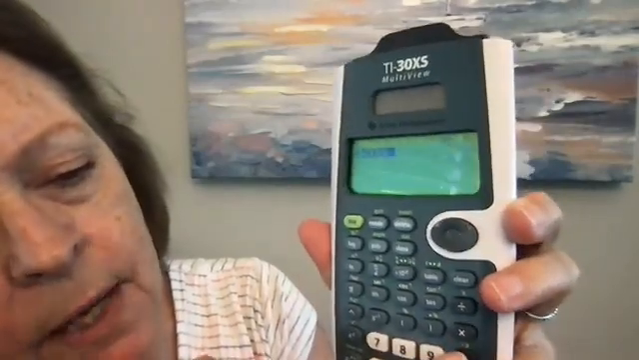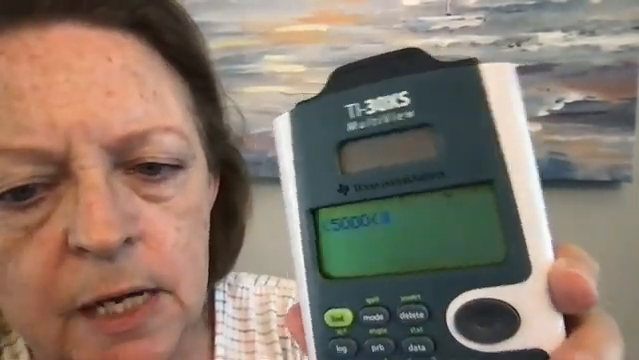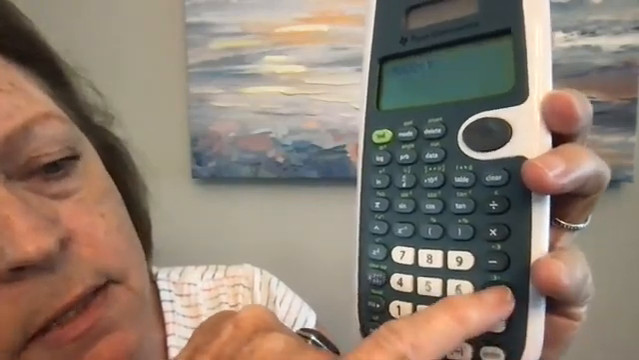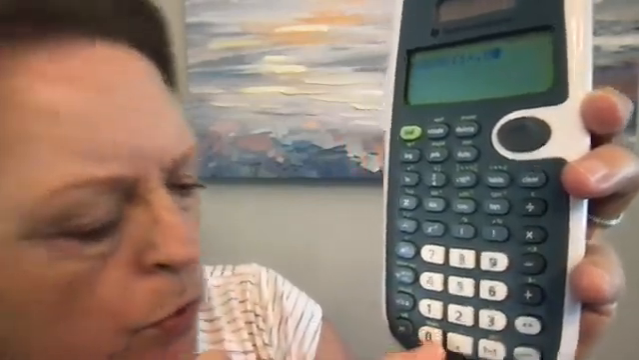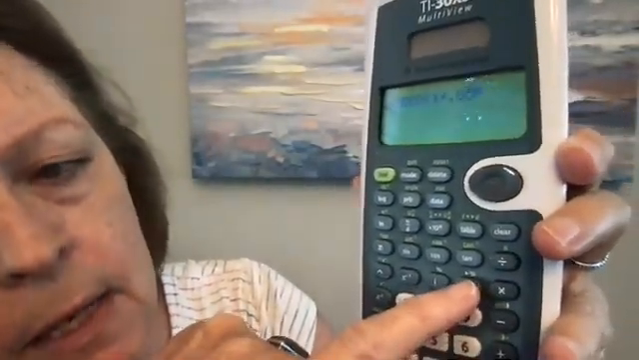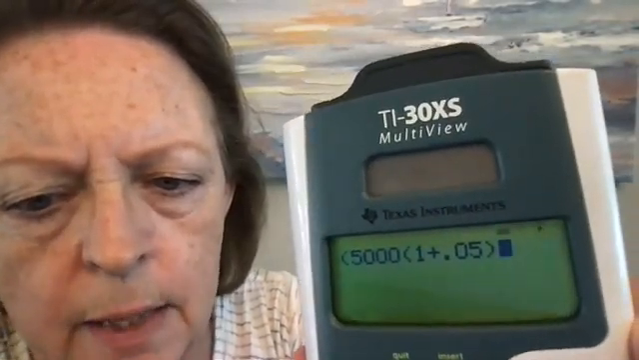Now, I can hit the multiplication key, but I don't really need to because in math, if you cram a number up next to a parenthesis, that implies multiplication. So I'm just going to put another parenthesis there saying, hey, we're going to multiply here. And now I'm going to put 1 plus 0.05. And then I'm going to end that parenthesis. So at this point, yours should look like mine.